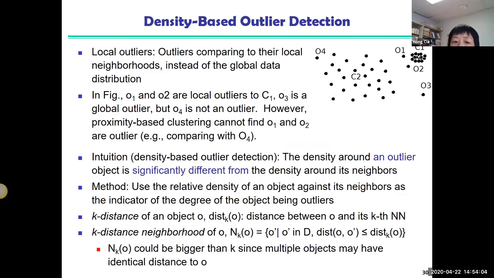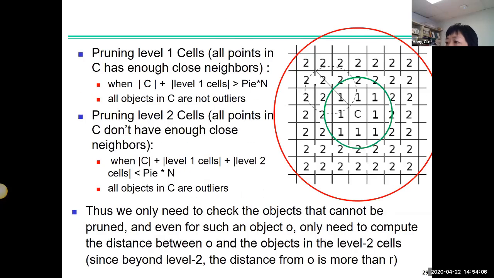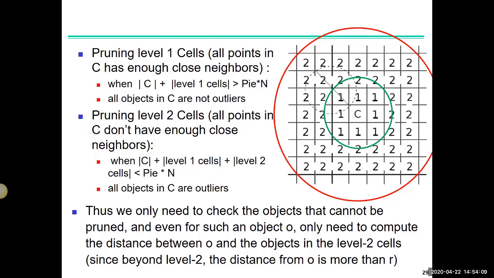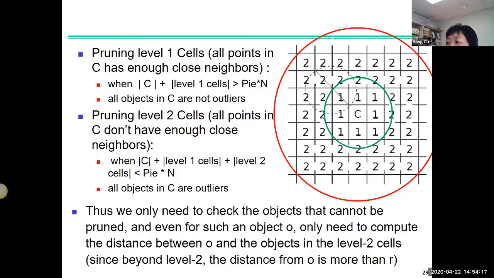So the cell method, yes. Quick question. If pruning level one cells is true, then we don't have to do pruning level 2, because obviously they're not outliers, so we don't have to check if they're outliers. Yeah, definitely. Yes.